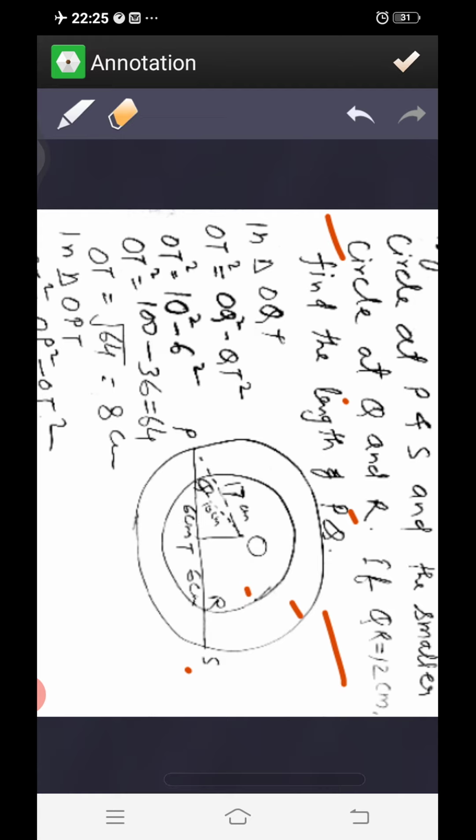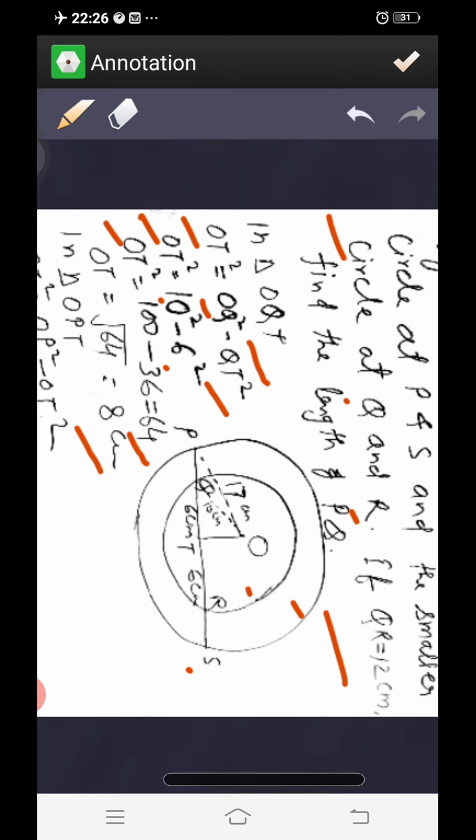So if we drop a perpendicular from O to QR, that will bisect the base. This will become 6 centimeter. Now we take triangle OQT. In this we can see OT square equal to OQ square minus QT square. Here we have to find OT. So OT square, that is perpendicular square, equal to hypotenuse square minus base square. So OT square equal to 10 square minus 6 square, so OT square equal to 64, OT equal to 8 centimeter. OT we have got 8.